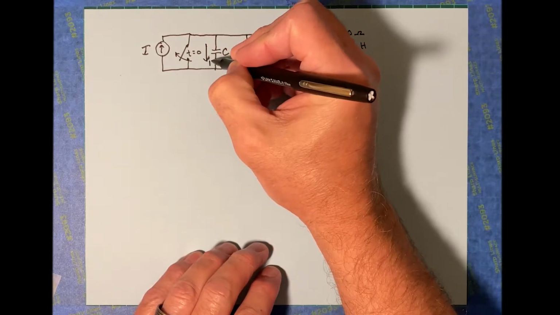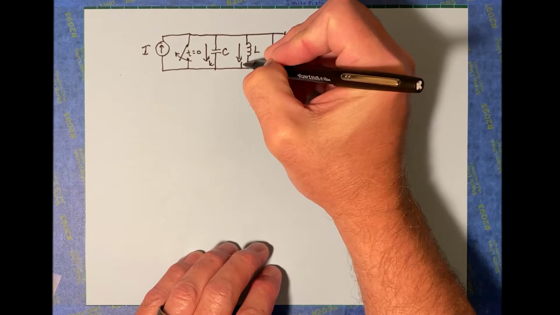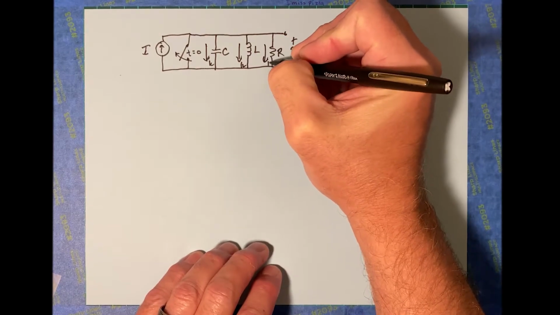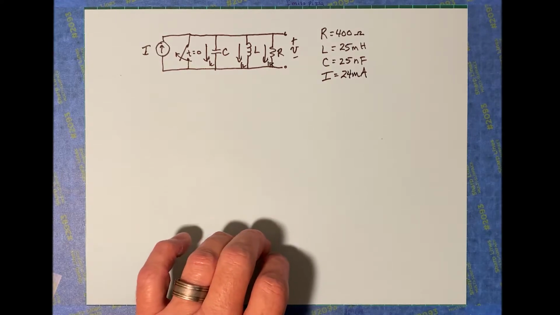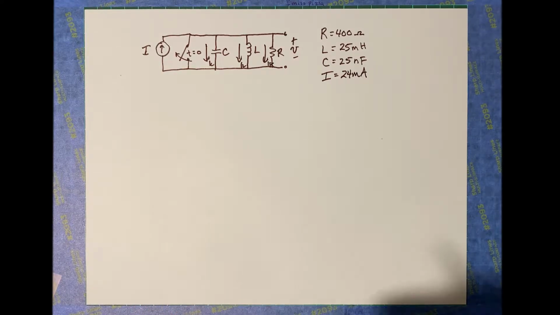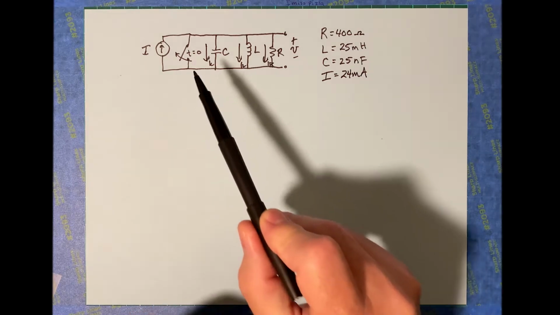What we're after is pretty much everything. So I sub C, I sub L, I sub R, and V. So we want to know all of those quantities right there. Now there is a discontinuity at t equals 0.